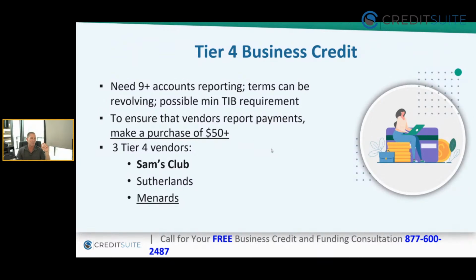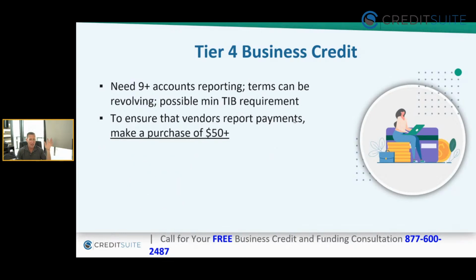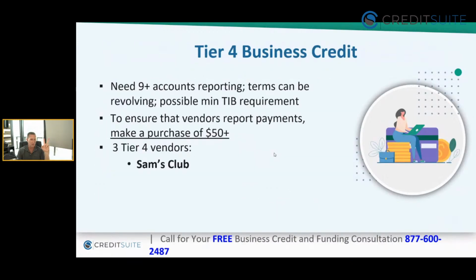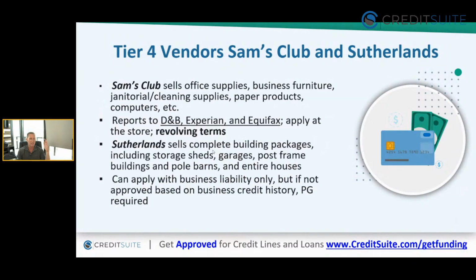9 accounts. The difference is that an account could report to multiple reporting agencies, and that counts as multiple payment experiences. So Clear Card here reports to D&B, Equifax, Experian. That's 3 payment experiences. Tractor Supply reports to D&B and Equifax. It's 2 payment experiences. At this point, you need 9 total accounts or 14 payment experiences, and all these tiers of credit start to get available for you.